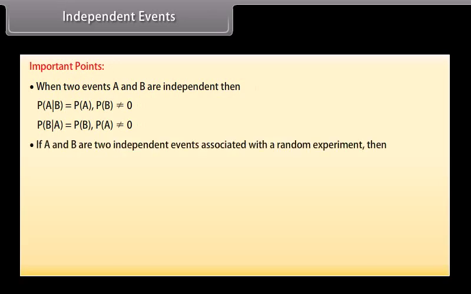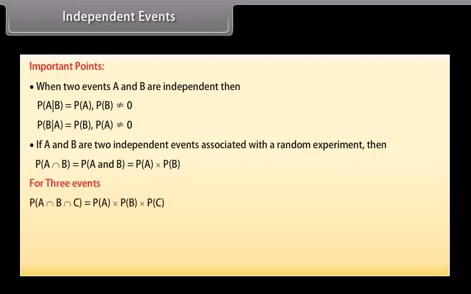If A and B are two independent events associated with a random experiment, then probability of A intersection B is equal to probability of A into probability of B. For three events, probability of A intersection B intersection C is equal to probability of A into probability of B into probability of C.